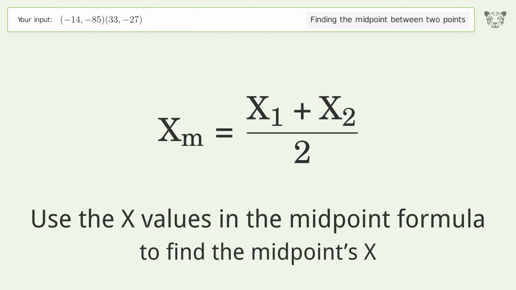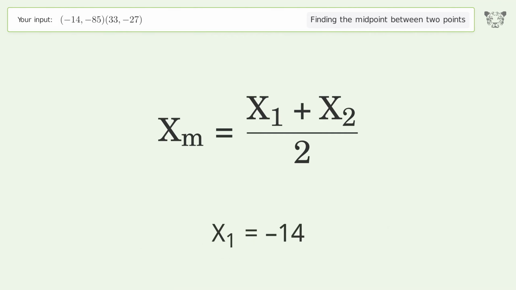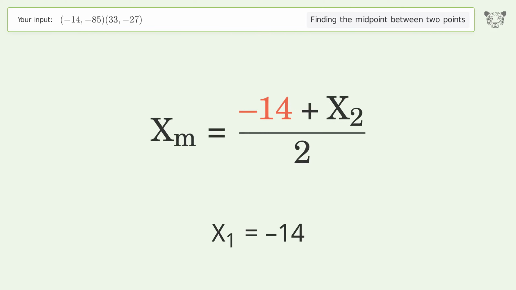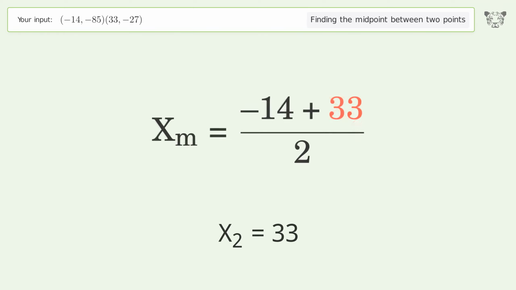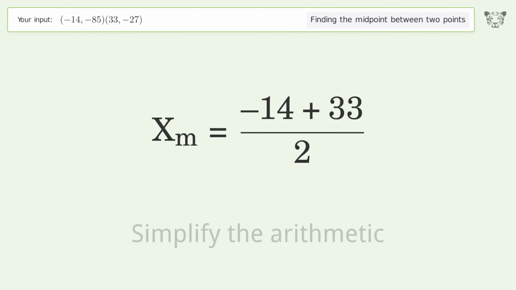Use the x values in the midpoint formula to find the midpoint's x. x1 equals -14. x2 equals 33. Simplify the arithmetic.